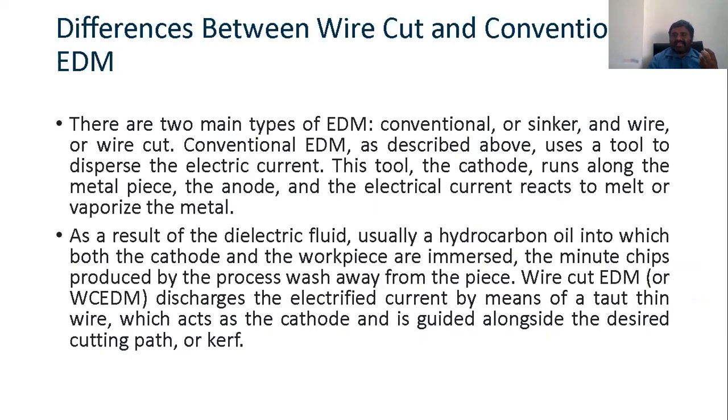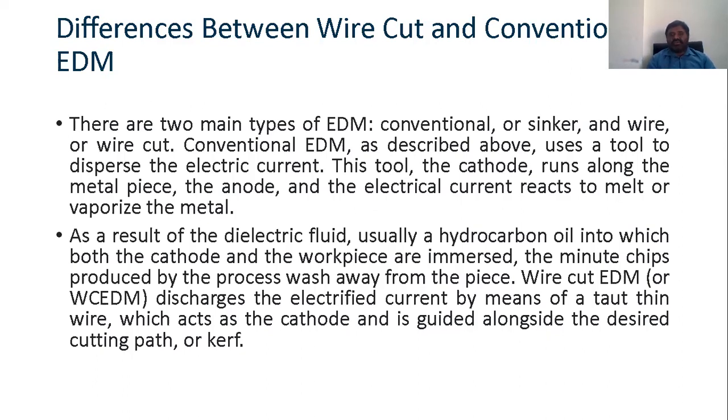There is an electric current. The tool, which is the electrode, is connected with the cathode, as already discussed in the previous slide. The metal workpiece is connected with the anode. Due to the contact, ionizing takes place, and the electric current reacts to melt and vaporize the metal. That is how the ionizing is carried out.